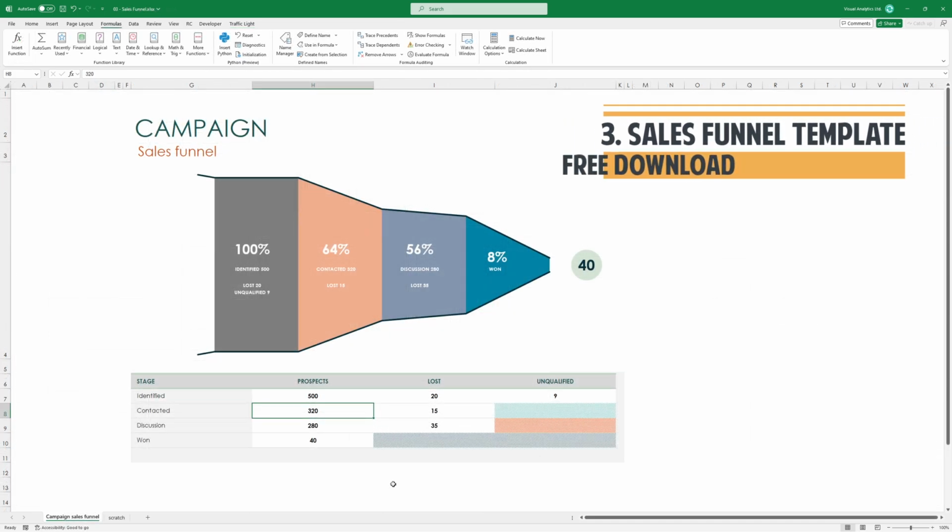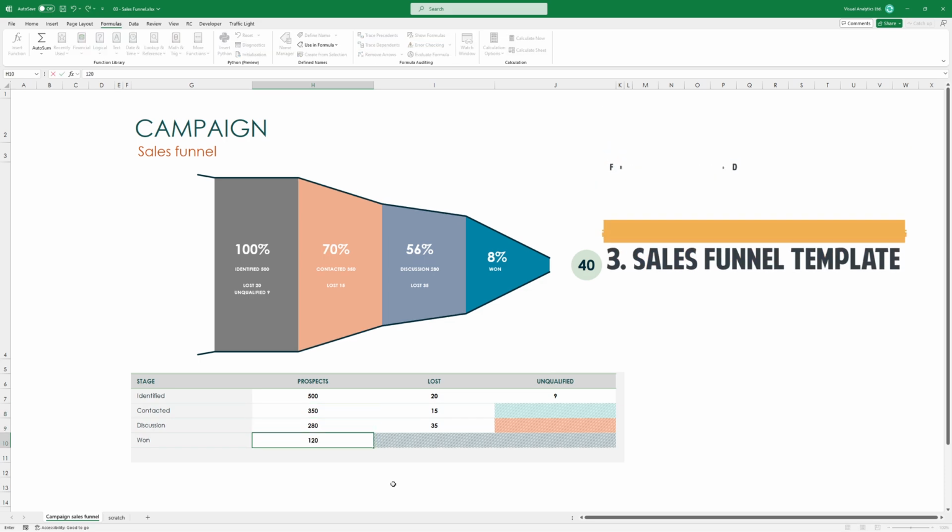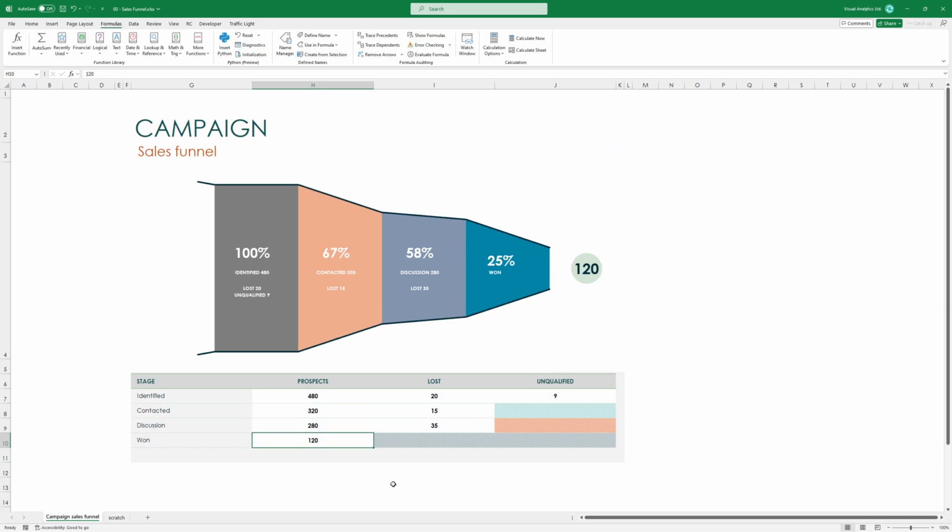Your sales funnel chart makes it easier to understand and analyze the sales process. You can customize the sales funnel according to your specific business needs, such as managing stages and adjusting conversion rates.